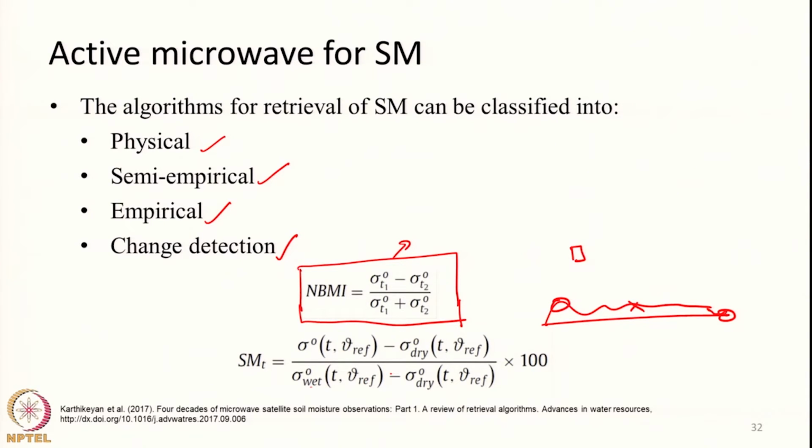Basically, change reduction methods assume the vegetation characteristics and the surface roughness characteristics change in a much slower way compared to the soil moisture. That is, we always compare the backscattering coefficient at times t1 and t2. If we assume the change in backscattering is only due to change in soil moisture, then obviously we are assuming that the surface roughness parameter has not changed much and vegetation parameters have not changed much. So, these are again simplified representations of the real world.